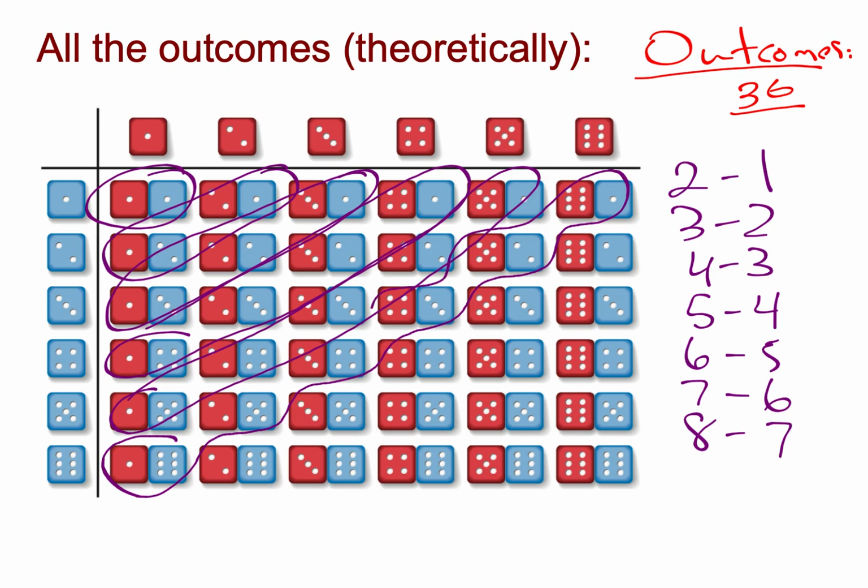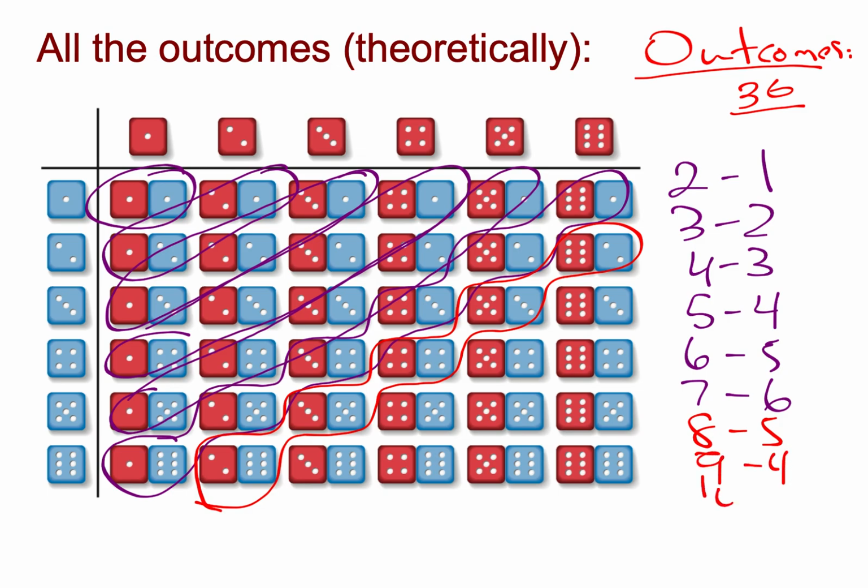7 has 6 options. Now, as I move to 8, 8 only has 5 options. It starts dropping back down in size. So the probability of rolling an 8 goes down to 5 favorable outcomes. 9 has 4, 10 has 3, 11 has 2, and 12 has 1. So these are all out of 36.